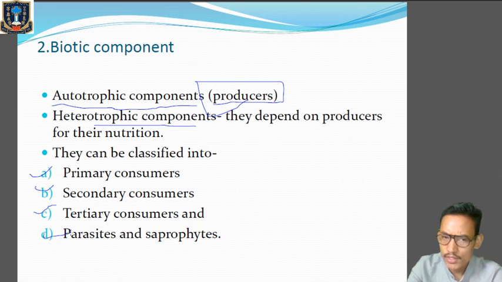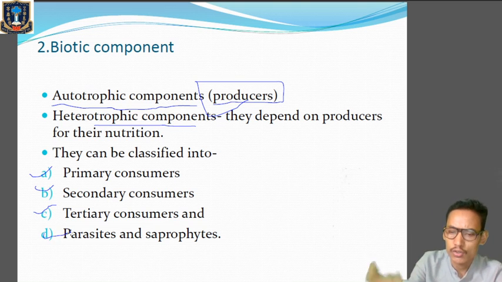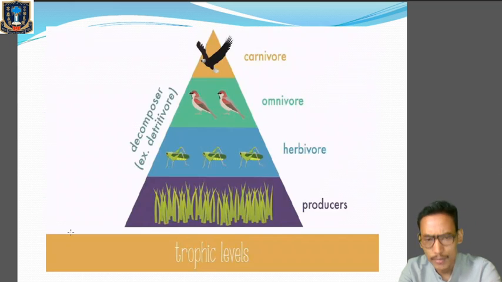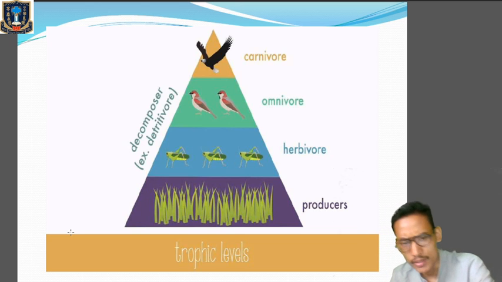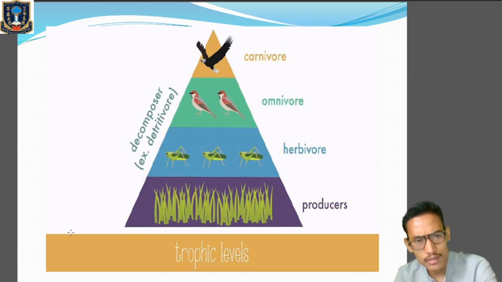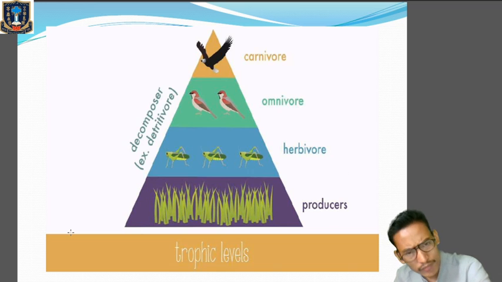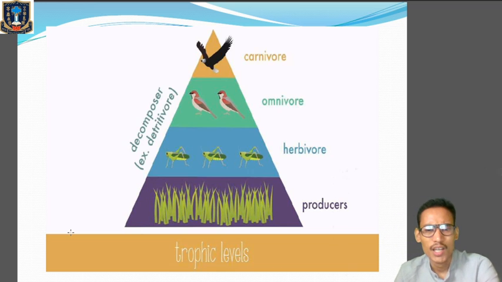Okay, so before going into the classification of these heterotrophs, first we will check the trophic level, because this is very, very important to understand what this trophic level means. Although we are learning class 10 about trophic level, we just see a brief idea about this trophic level. So you can see the diagram over there.